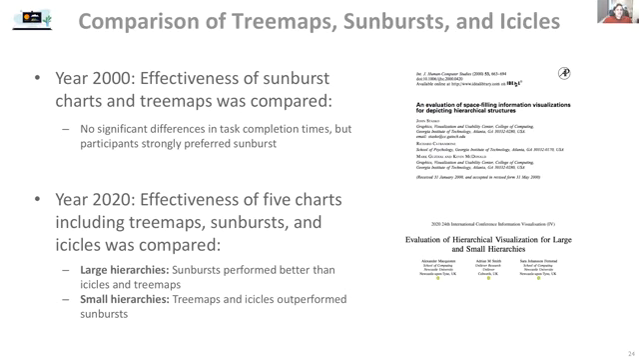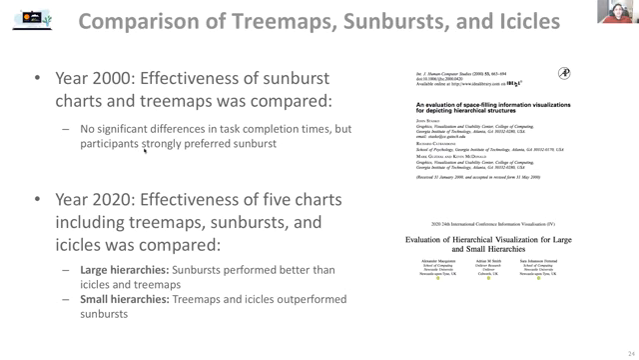In year 2000, a pilot study out of Georgia Tech investigated the effectiveness of sunburst charts and tree maps. The study was actually done by John Stasko, the inventor of sunburst charts. The conclusion was that there was no significant differences in task completion times of participants between sunburst charts and tree maps.